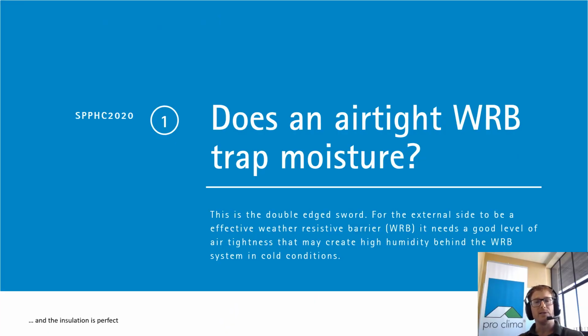So the next question, does an airtight WRB trap moisture? So we've made this outer layer of the structure very airtight. And this is a double-edged sword. For the external side to be an effective weather-resistive barrier, it needs a good level of airtightness that may create high humidity behind the WRB system in cold conditions. So in winter, when that WRB system gets very cold, then it may drive up the humidity behind that rigid board.